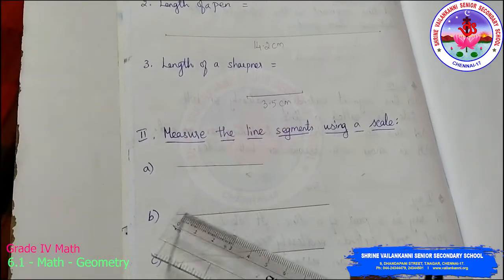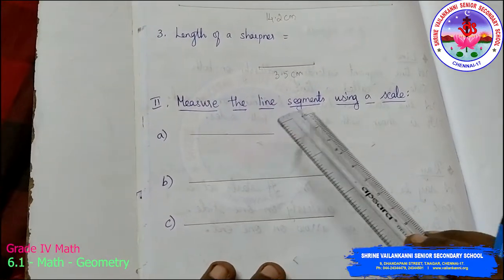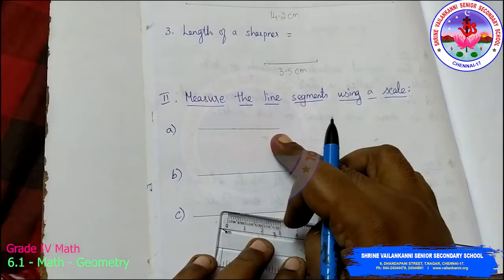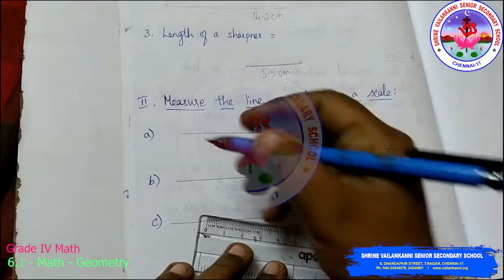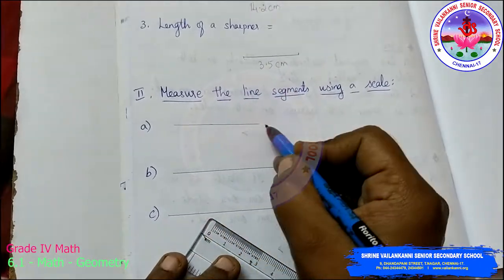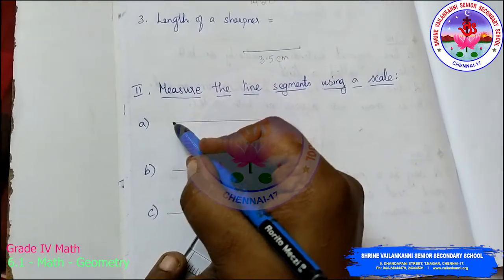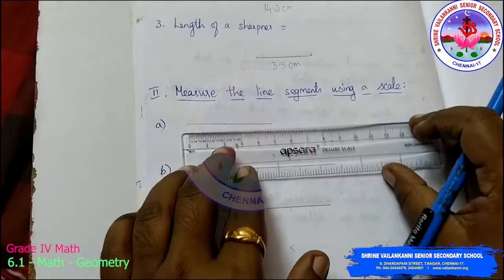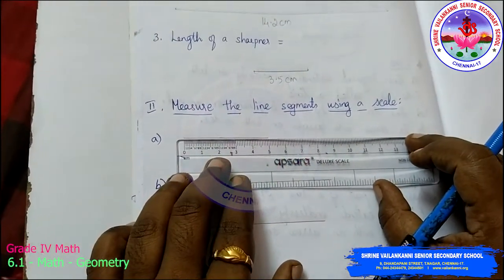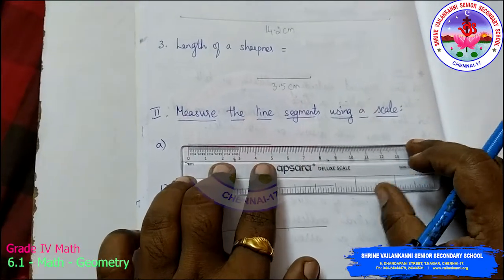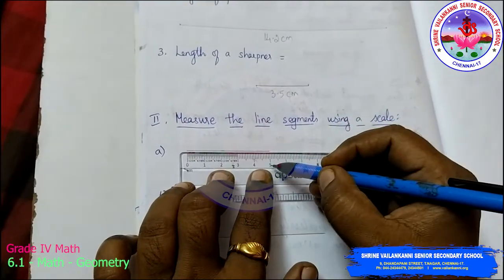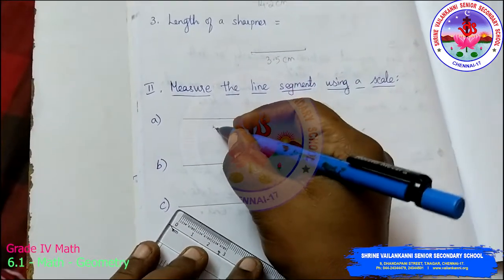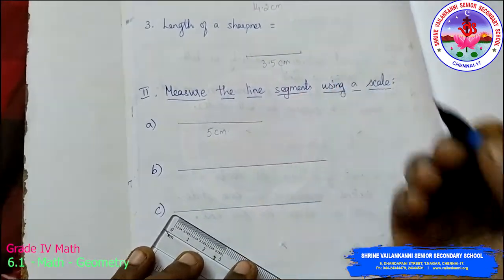Now we are going to see how to measure the given line segment using the scale. Already they have given the lines, so we are going to measure the given line. This is the starting point and this is the ending point. Place the scale with the starting point at 0 and the ending point lies exactly at 5. So it is 5 centimeter.